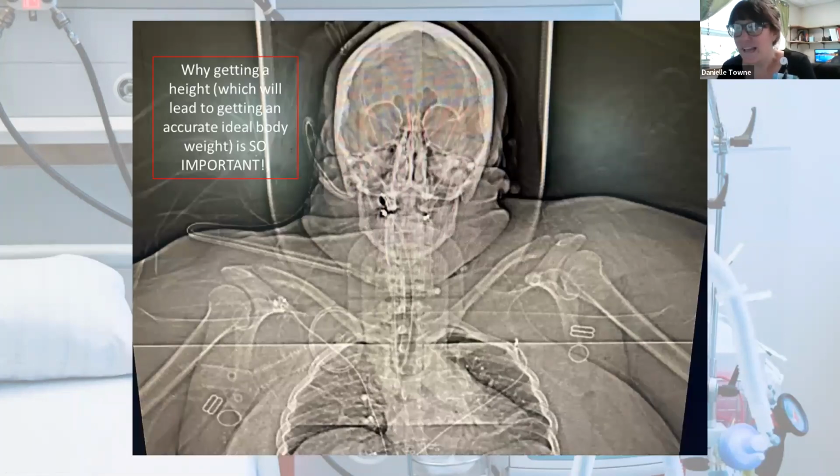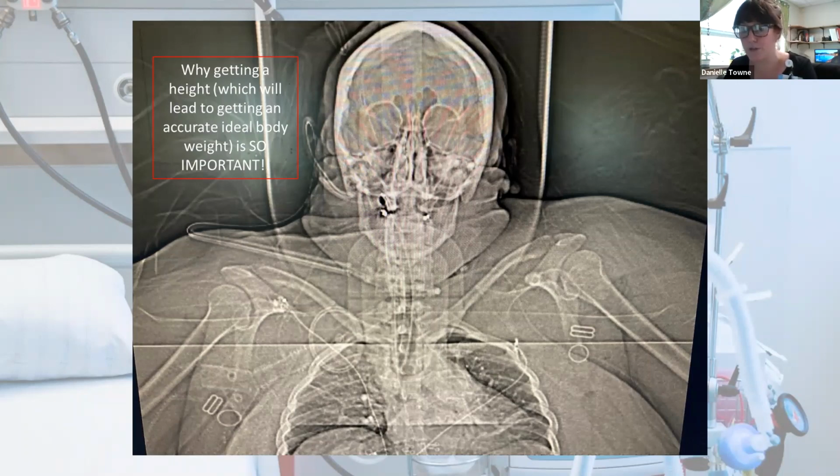Now, I really like this picture, and this is a really great example of why utilizing ideal body weight is so important. So this patient was actually somebody that I had transported. She was about 120 kilos, 5 feet 2 inches tall, and she was being ventilated at 6 mLs per kilo of actual body weight. That ended up being about a volume of 720 mLs. It's way too much, right?